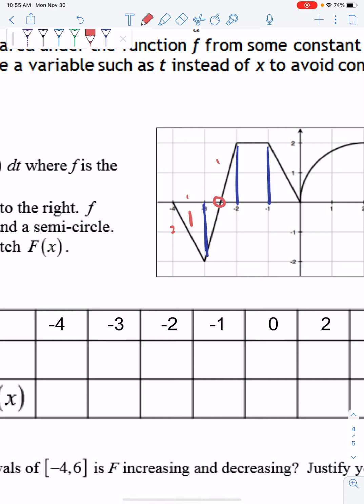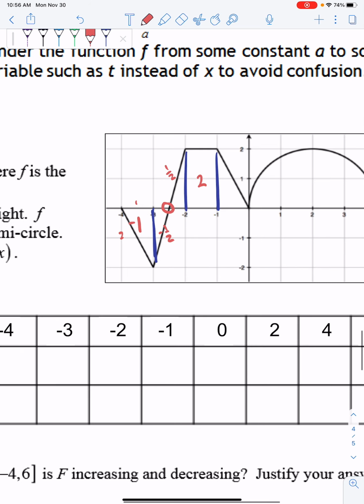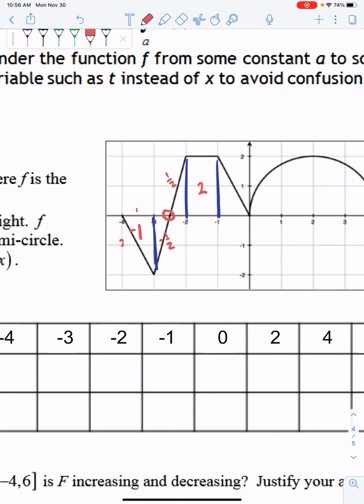Because this top part is a positive half, this bottom is a negative half. So those actually cancel each other out. Now from -2 to -1, I just have a rectangle. It's 1 wide, it's 2 tall. So that is going to be 2. And I should make this a -1, shouldn't I? Because we're below the curve. This triangle is 1 wide, it's 2 tall, so it has an area of 1.